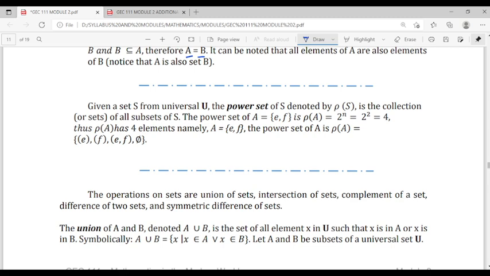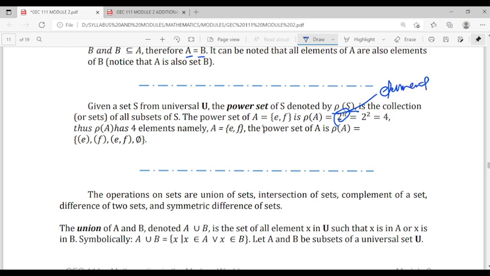Given a set S, so next, from universal U, the power set of S, denoted by this symbol, is the collection of all subsets of S. So yung formula niya, we have 2 raised to N. So, yung ating N doon, kung ilan yung element ng hinahanap nating set.